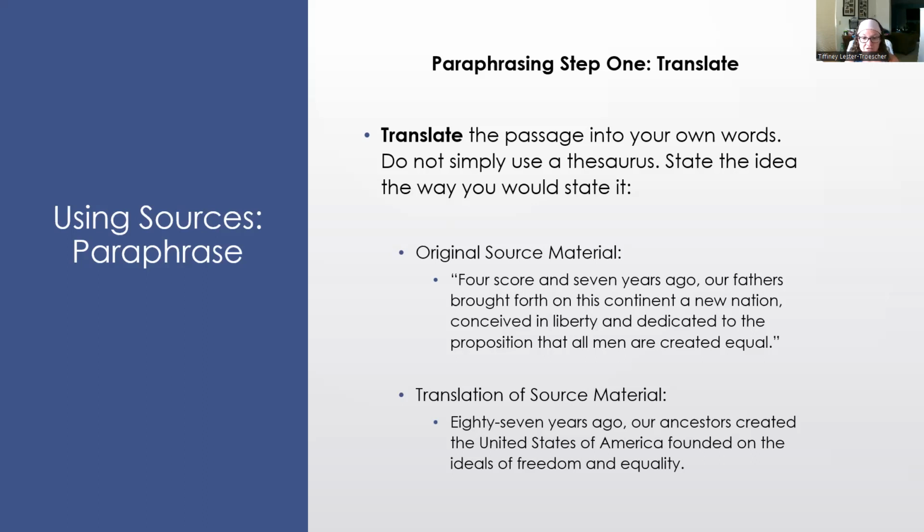So 87 years ago, our fathers brought forth on this continent a new nation. Our ancestors created the United States of America, conceived in liberty and dedicated to the proposition that all men are created equal, founded on the ideals of freedom and equality. So when we look at that first sentence of the Gettysburg Address, if we're going to put that in our own words, what does that mean?